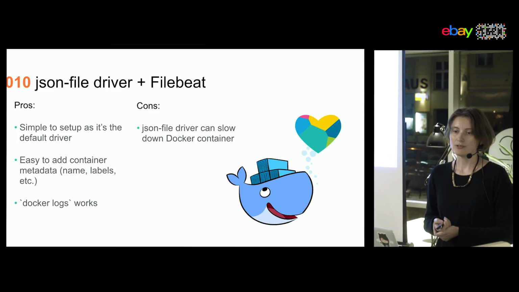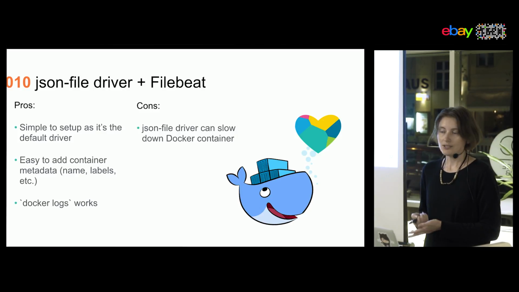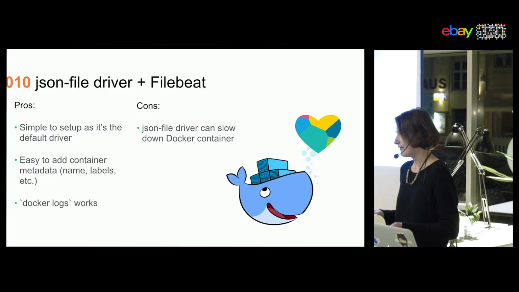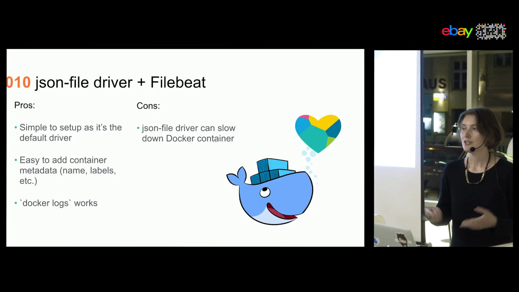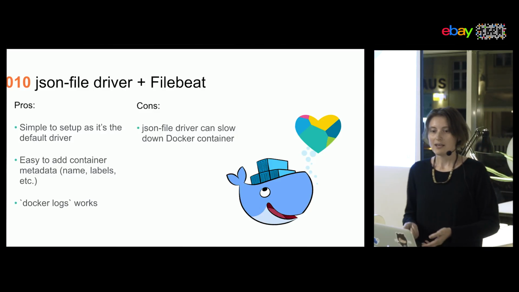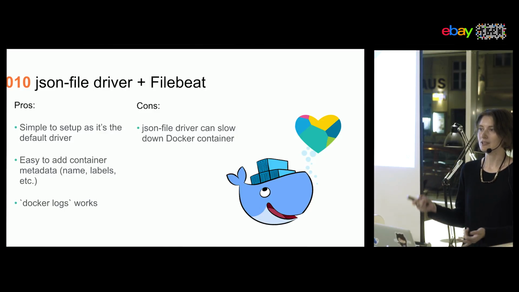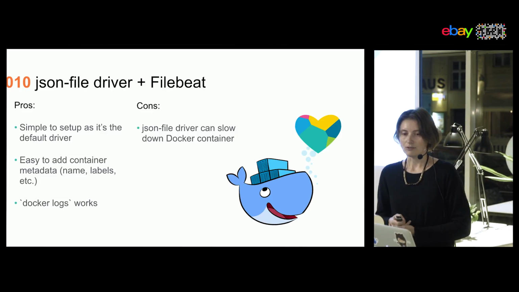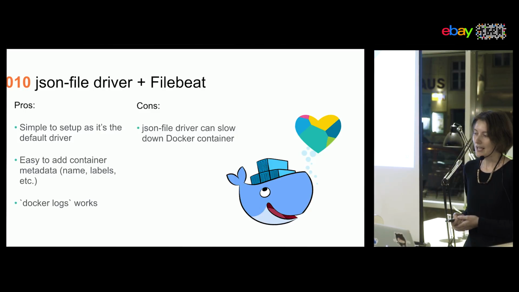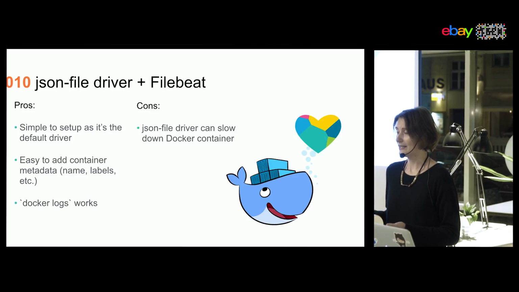Another option is to use the JSON file driver from Docker together with Filebeat. The advantage is that this is very easy to set up because the JSON driver is the default driver in Docker, so you don't have to configure anything extra. It's easy to add container metadata, like the label of the container and the name of the container, and the docker logs command works out of the box. But the disadvantage is that some people think that the JSON driver, when enabled, might slow down your Docker container.